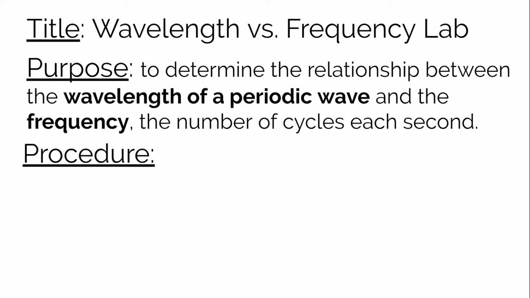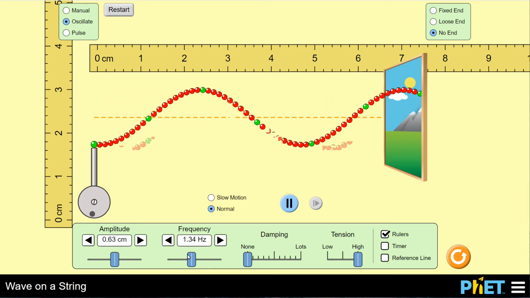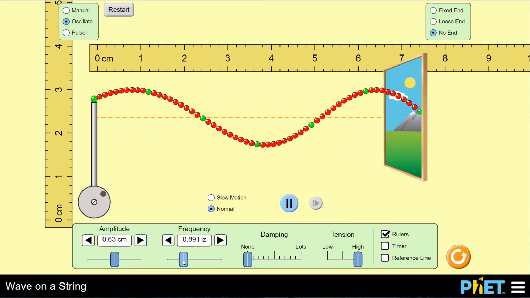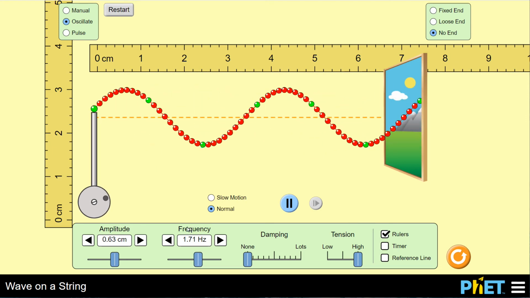In order to do the lab and collect the data, we're going to use the simulation that we've been looking at, called Waves on a String. You can change the frequency quantitatively and then quantitatively measure what the wavelength of that periodic wave actually is. One quick note about data collection. Remember, you can easily change the frequency just by moving the slider back and forth, and it's going to tell you quantitatively what the frequency is.